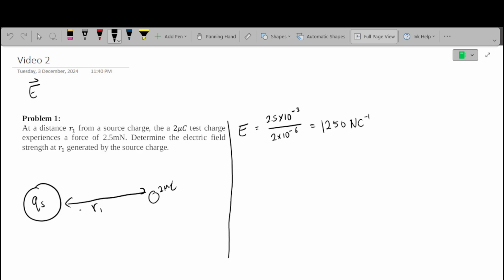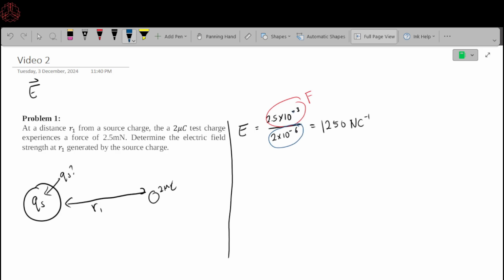This is just to emphasize that you can determine the electric field strength without knowing the charge of the source charge. I do not know the value of QS, but what I can do is take a test charge whose charge magnitude I know, put it at some distance, and look at how much force that test charge experiences.